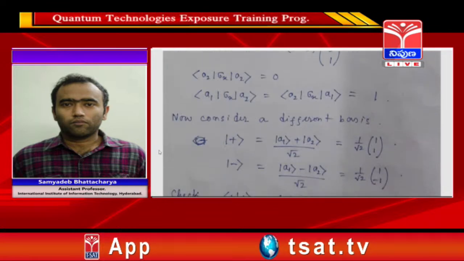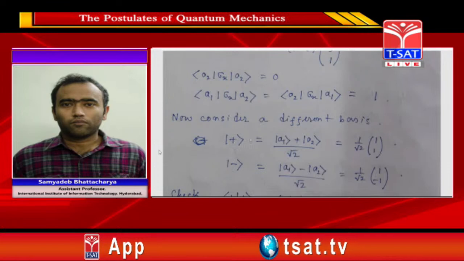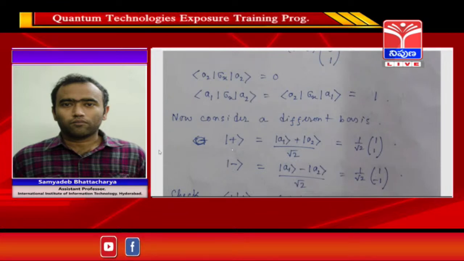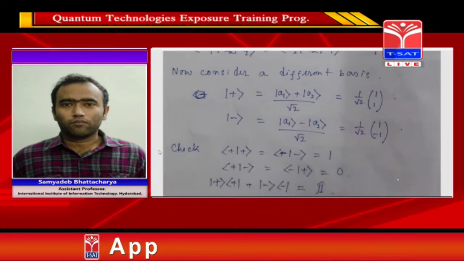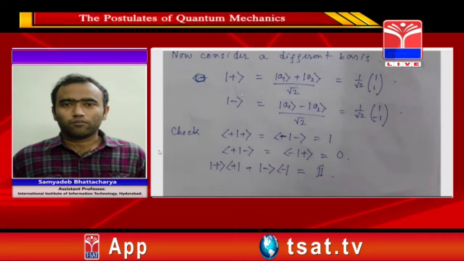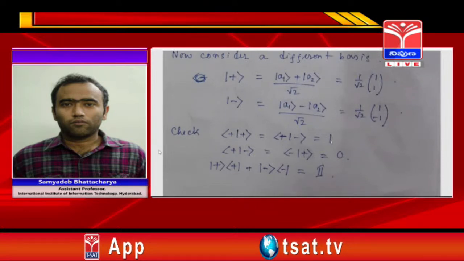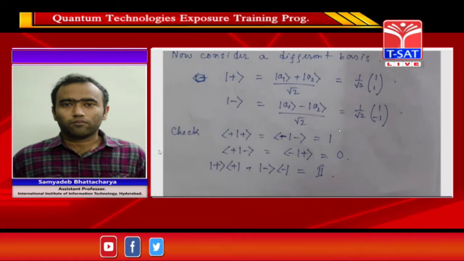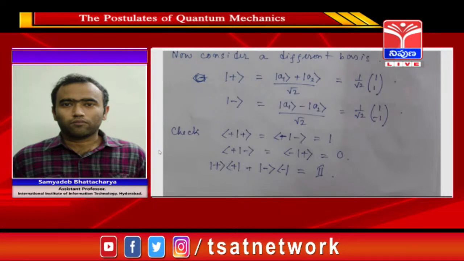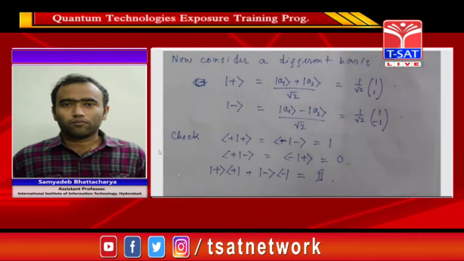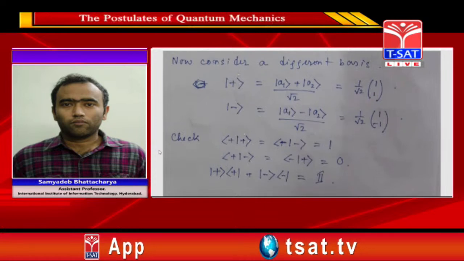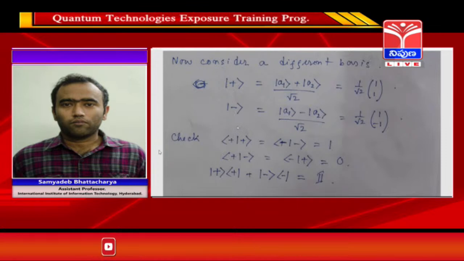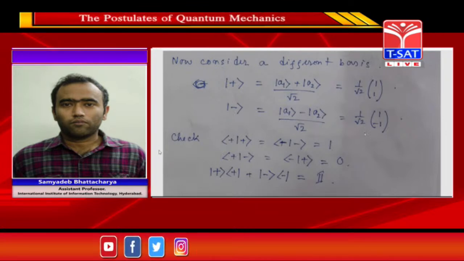Now let us consider a different basis, plus and minus. So the plus is what? A1 plus A2 by root 2, and minus is A1 minus A2 by root 2. In vector form, this is 1 by root 2 times 1, 1, and 1 by root 2 times 1, -1. It is easy to check that this plus and minus are also orthogonal to each other and normalized, and they form a complete set. Please check this at your leisure. So plus minus also form a basis, a different basis than A1, A2 in that Hilbert space.